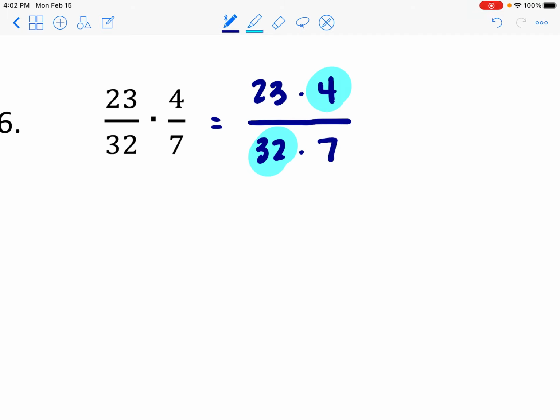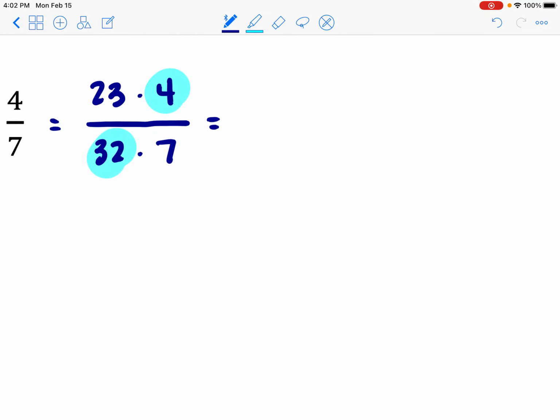And so if I want to try to simplify this first, then I'm going to leave the 23. I can't do anything with that. That's a prime number. And I'm going to actually leave the 4 here alone also. What I'm going to do is rewrite the 32 as a factorization of 4 times 8, since that's the factor I saw they had in common. And then I'll leave the 7 there as well.